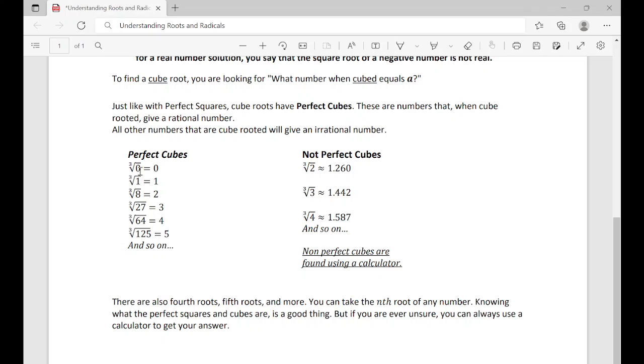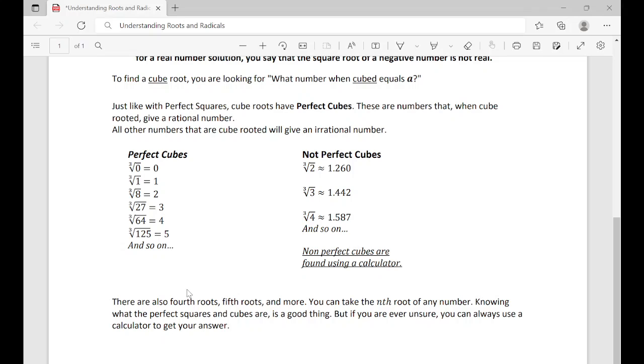So here are the first few perfect cubes, 0 to 5, and there's many more, but these are the most common you'll probably run into. But if you need to take a cube root of a non-perfect cube, this is what you'll get. And again, you would need to use a calculator to figure this out.